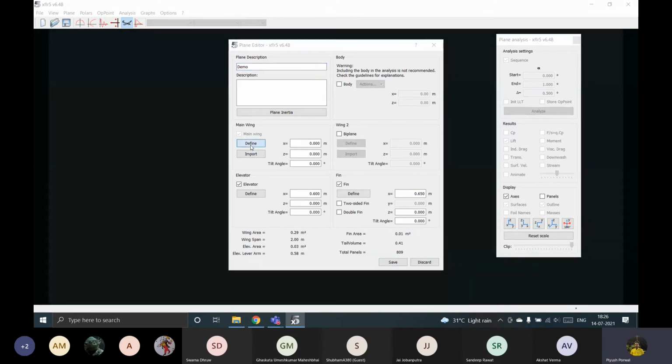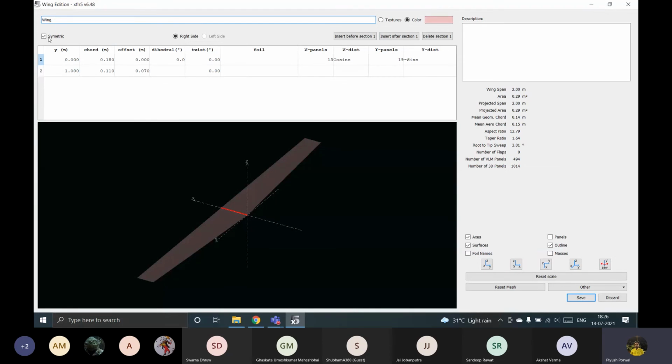So first we will define the main wing. Here, this is the position of the airfoil. You have the two segments given here. You can see that one is y equal to 0 and this is y equal to 1. So the wing span is 2 meter. You can choose the foil. We have designed the two foils. So we will use the NACA 2412, that is the cambered one.